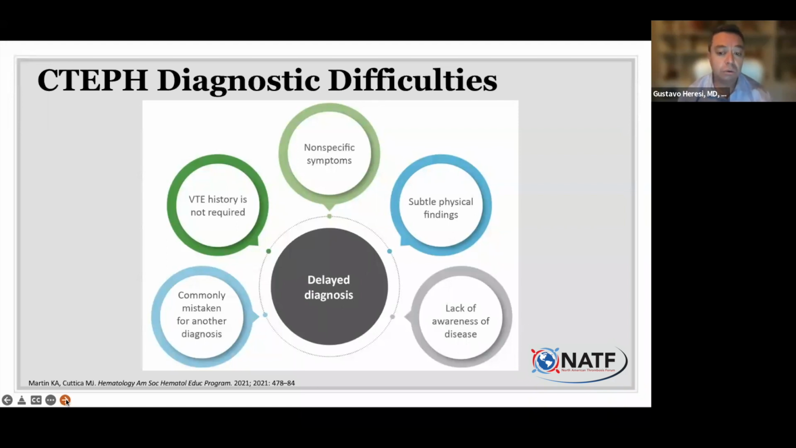And in part it is due to lack of awareness. This is not a condition that you really learn a lot about when you go to medical school. Clearly, events like this are geared towards raising the awareness, and I think that has gotten better over time. But these are just some of the challenges in terms of picking up this condition.